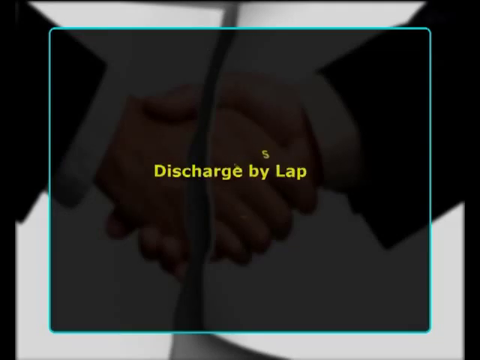Now we shall discuss discharge by lapse of time. A contract is discharged if it is not performed or enforced within a specified period called the period of limitation. The Limitation Act 1963 has prescribed different periods for different contracts. For example, the period of limitation for exercising a right to recover a debt is 3 years and the right to recover immovable property is 12 years. The contractual parties cannot exercise their rights after the expiry of the period of limitation.